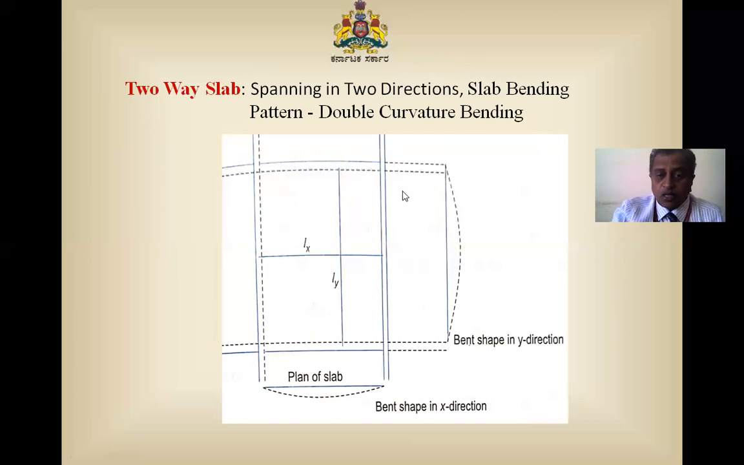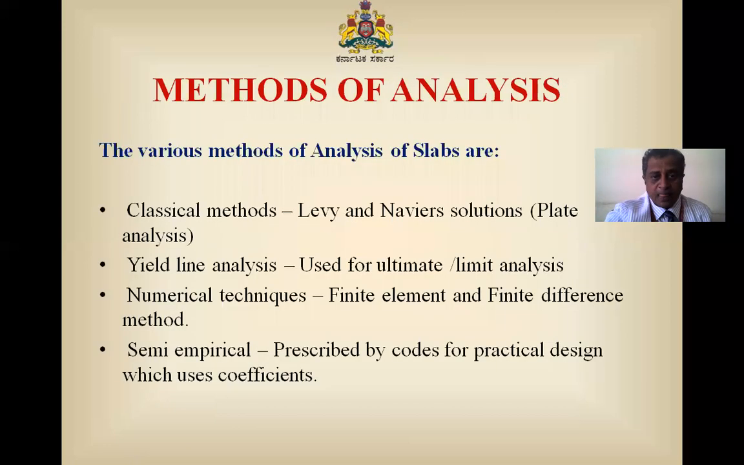Criteria. So this is a double curvature slab, or it is called a spherical curvature, two curvature spherical slab. So this is a two-way slab. Now, methods of analysis. What are the various methods of analysis of slabs? There are classical methods of analysis, Levy and Navier solutions. This is plate analysis usually.